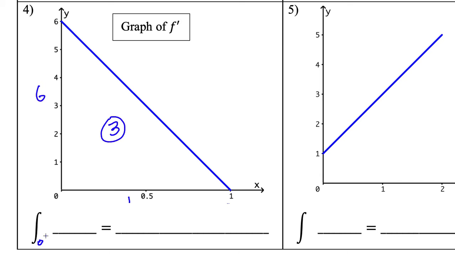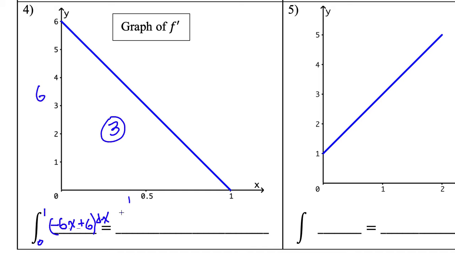It's going to be, the bounds are 0 and 1, and our function has a y-intercept of 6, so something plus 6. What is the slope? The slope goes down 6, right 1. So negative 6x. So I'll say negative 6x plus 6, and then all of that dx.